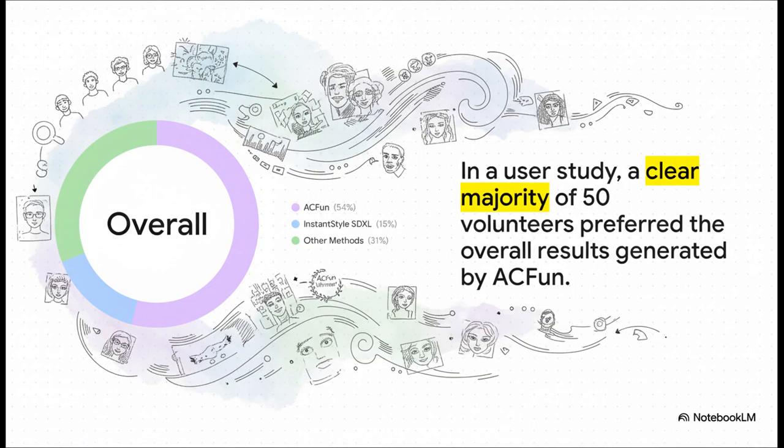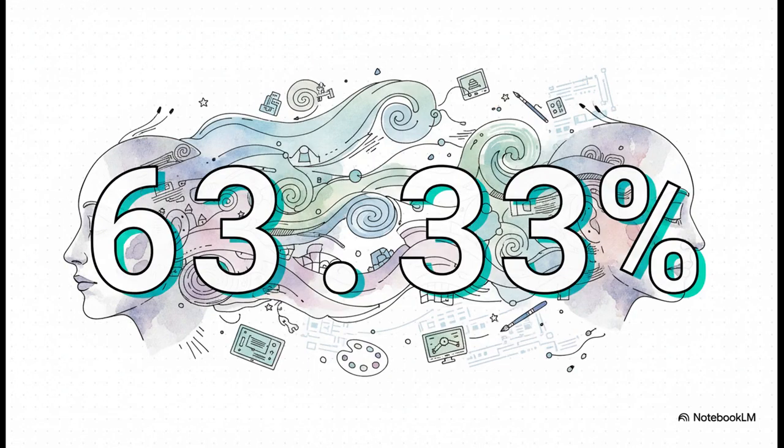And look, it's not just our gut feeling looking at these images. The researchers actually did a user study with 50 volunteers. And when they were asked to just pick the best overall result, a huge majority, over 54%, picked the one made by ACFun. No contest. But here's the number that really matters. When those same people were asked which model was best at keeping the person's identity, their face, while still applying the style, that number jumps to over 63%.